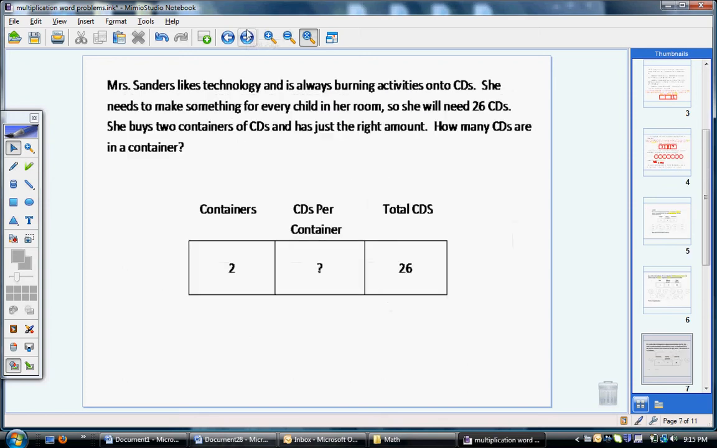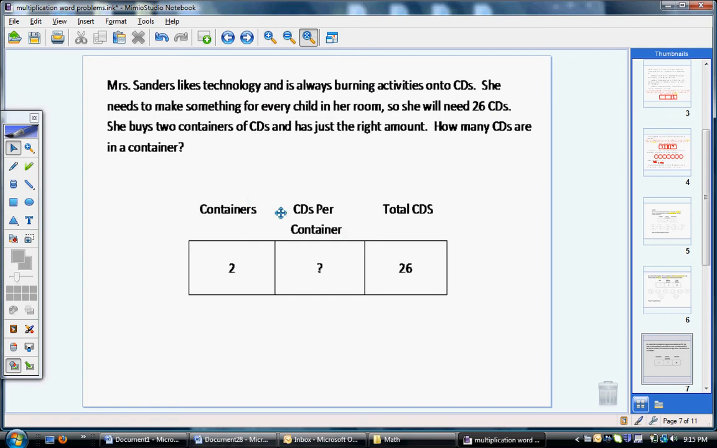Let's do one last one all together. Mrs. Sanders likes technology and is always burning activities onto CDs. She needs to make something for every child in her room, so she will need 26 CDs. She buys 2 containers of CDs and has just the right amount. How many CDs are in a container?